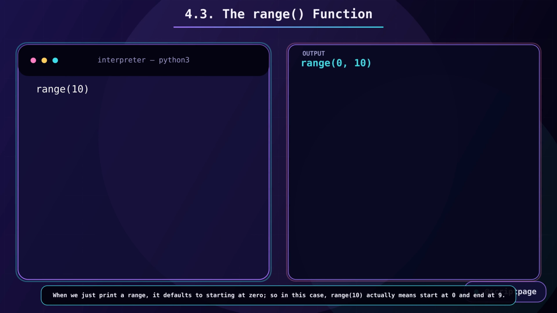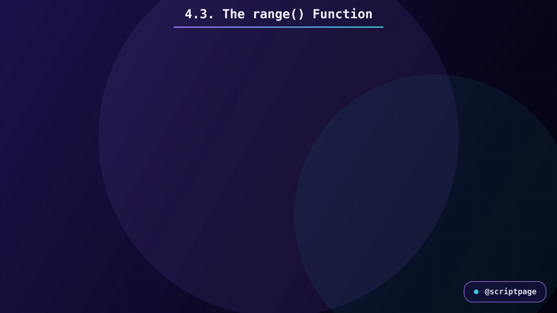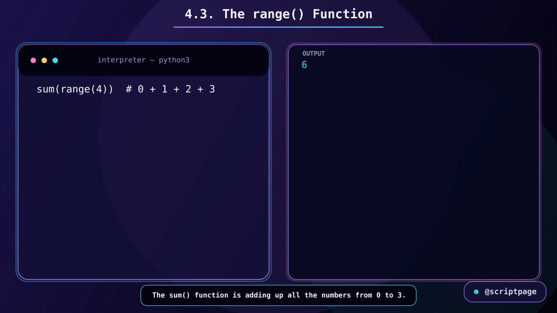When we just print a range, it defaults to starting at 0. So in this case, range 10 actually means start at 0 and end at 9. The sum function is adding up all the numbers from 0 to 3.